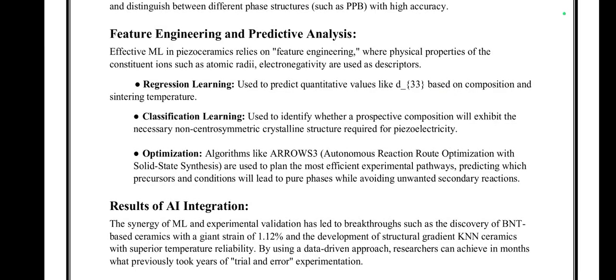Feature engineering and predictive analysis. Effective machine learning in piezoceramics relies on feature engineering, where physical properties of the constituent ions, such as atomic radii and electronegativity, are used as descriptors. Regression learning, classification learning, and optimization are used in feature engineering and predictive analysis.